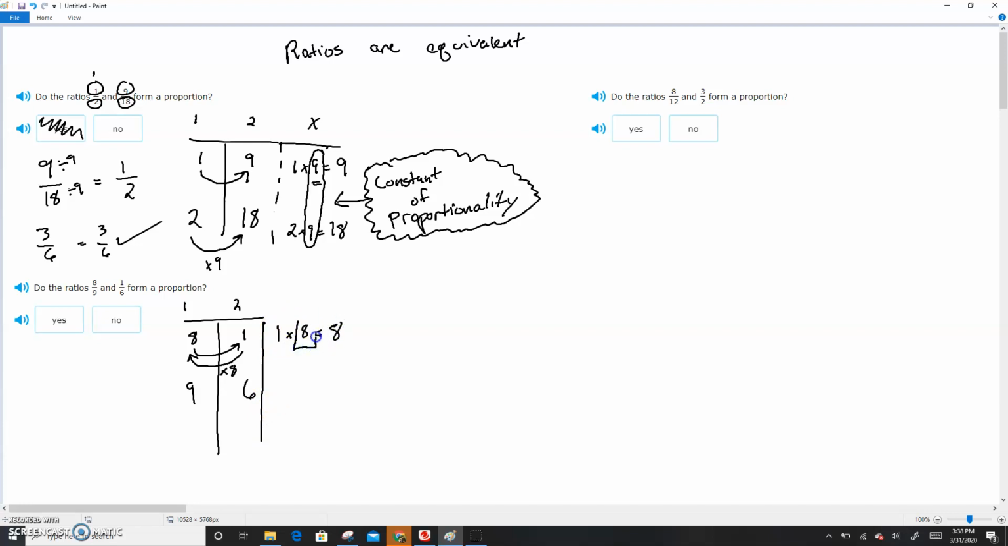So what I'm looking for is this number, this constant of proportionality, to be the same for 6 and 9. Well, what happens when I multiply 6 times 8? Do I get 9? 6 times 8 equals 9? No. 6 times 8, excuse me, is of course 48. So this is not a proportional relationship. I guess this is kind of confusing. I should circle these, shouldn't I?